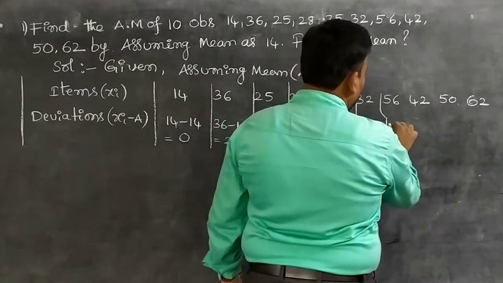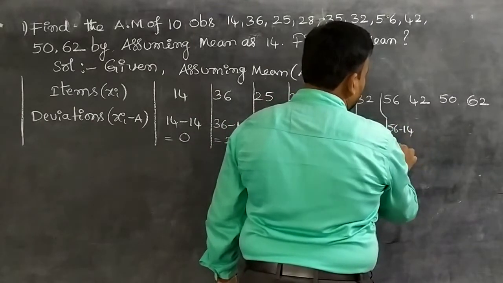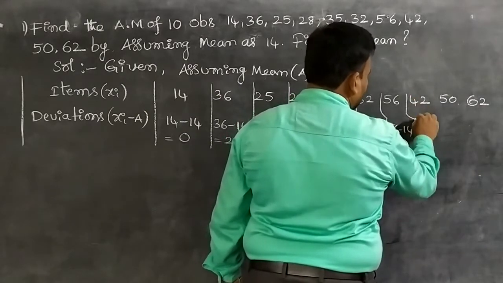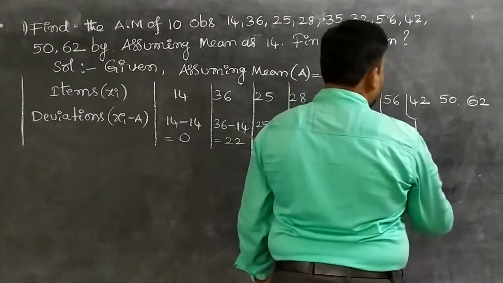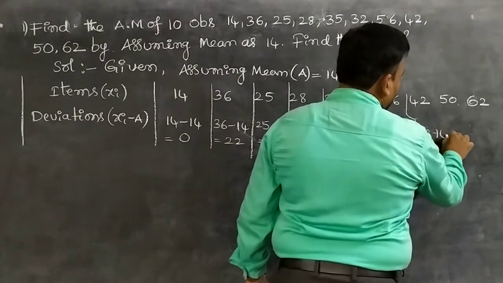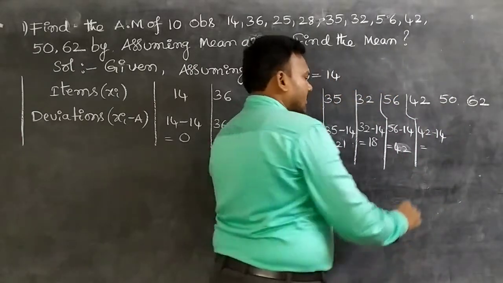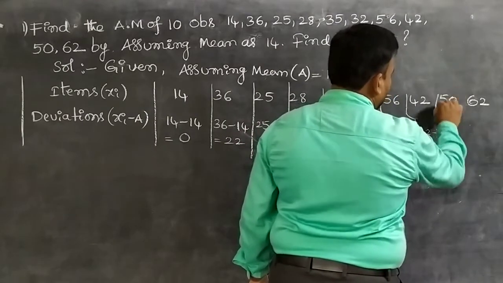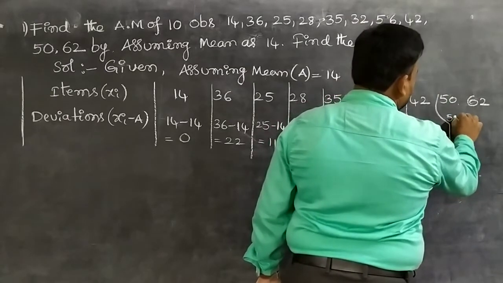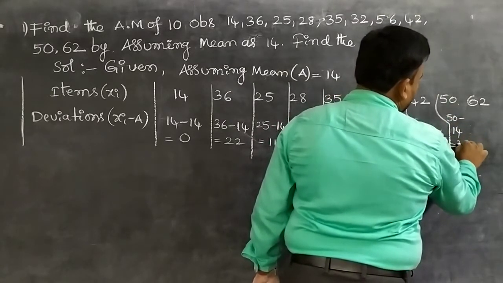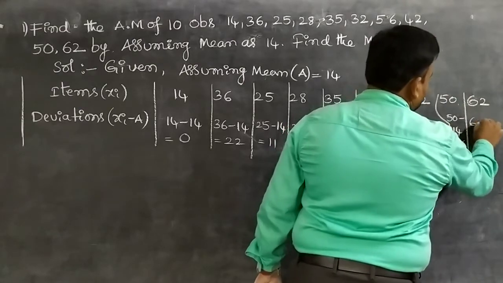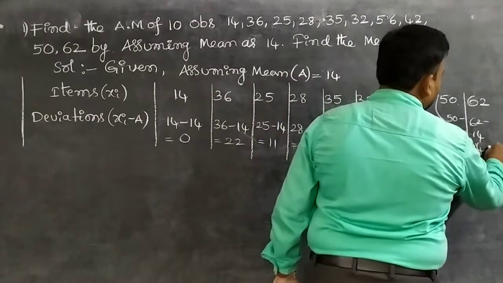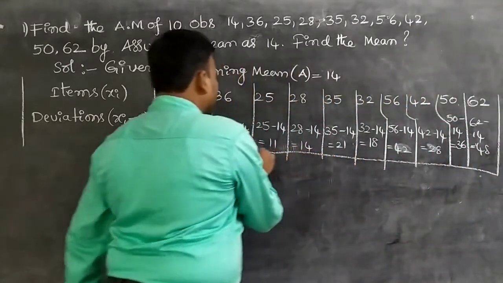Next one, 56 minus 14, so it becomes 42. Next, 42 minus 14 becomes 28. Next, 50 minus 14 becomes 36. Next one, 62 minus 14 equal to 48. First, framing a table, students, like this.